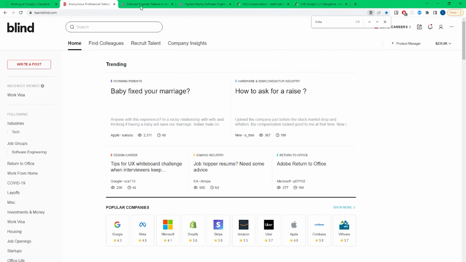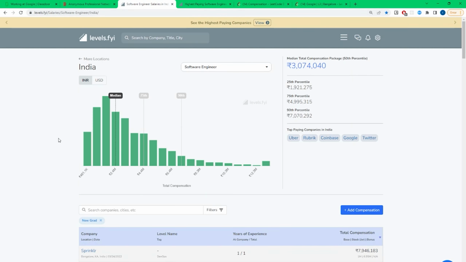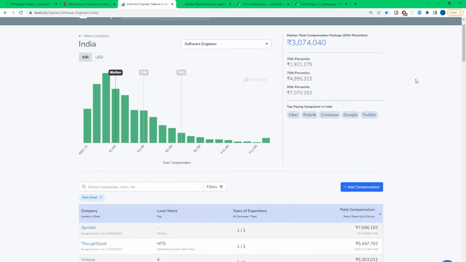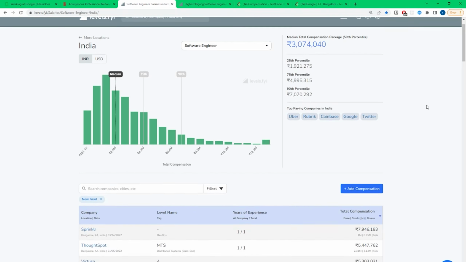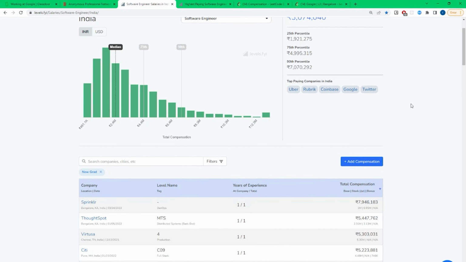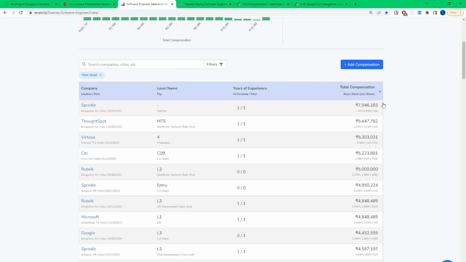Going back to topic, the third website is levels.fyi. This website is something that I personally prefer, a good website to use to refer to salaries. It can be anywhere globally. It can work in India or anywhere. It's primarily based for the US again, but it can also work for India because there are a lot of salaries of Indian software engineers that are currently present here.